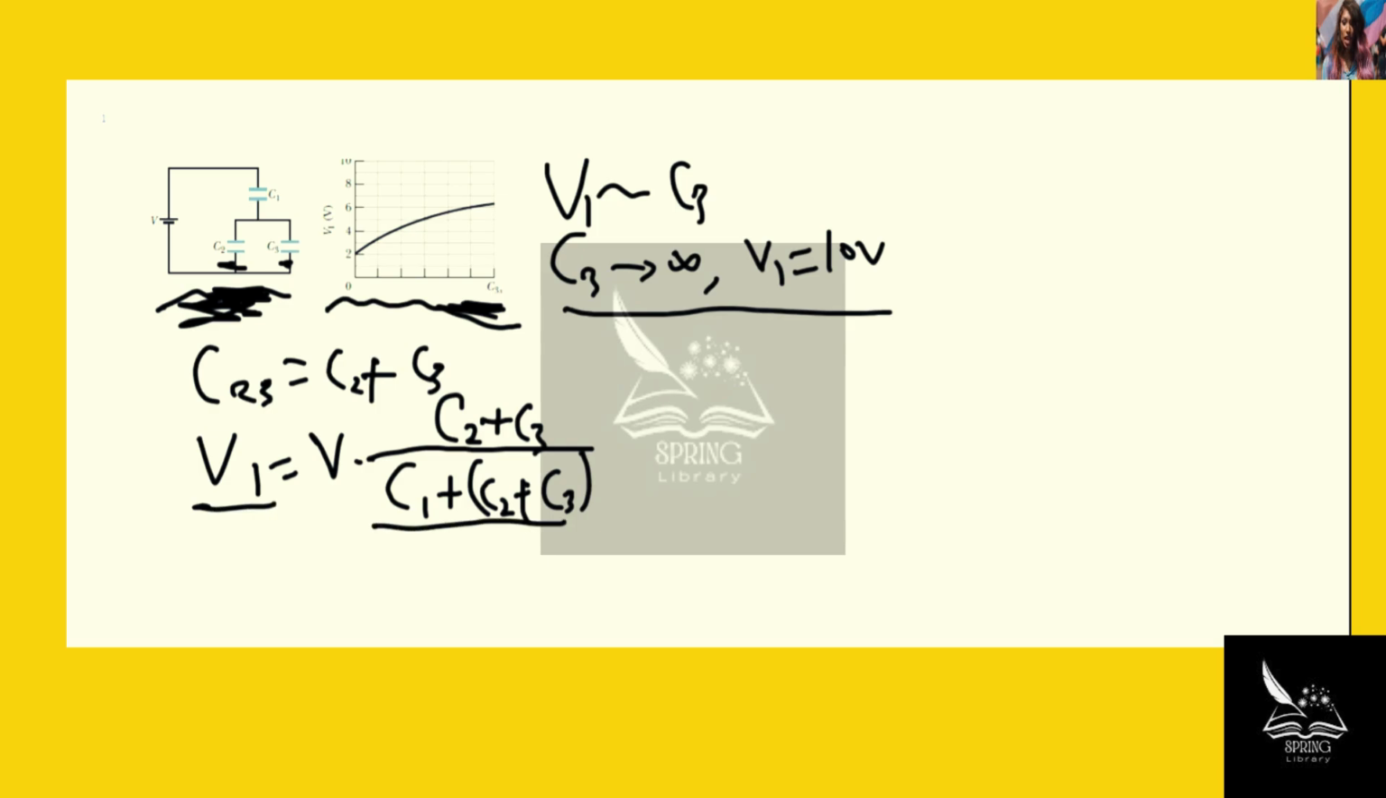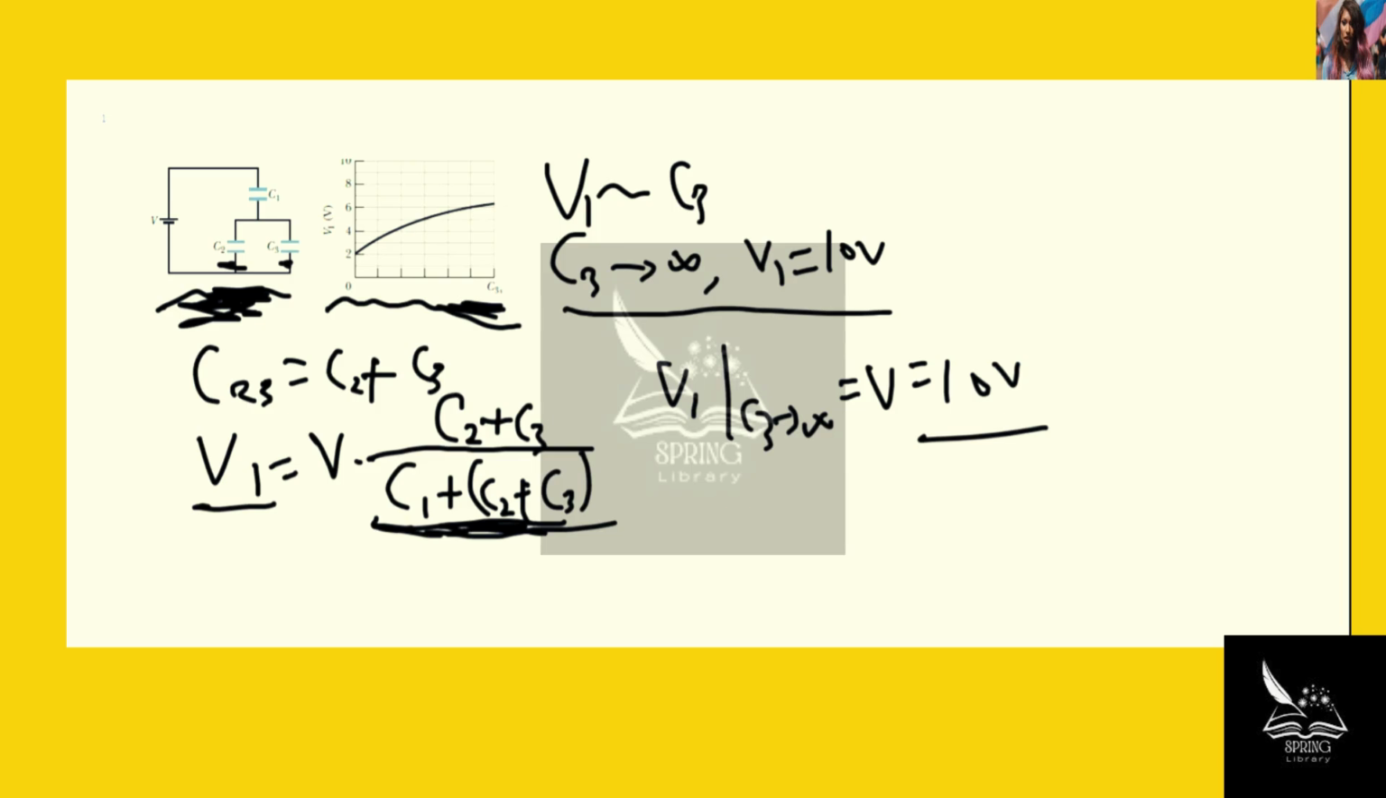As C3 increases to infinity, we can see that this expression just becomes 1, right? Because as C3 becomes infinity, the numerator just becomes C3, and the denominator is also C3. So this is almost 1. In that case, V1, as C3 goes to infinity, simply equals V, which equals 10 volts. So the voltage of the battery is simply equal to 10 volts.